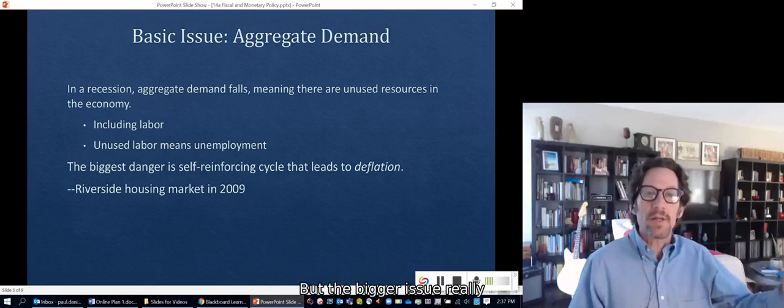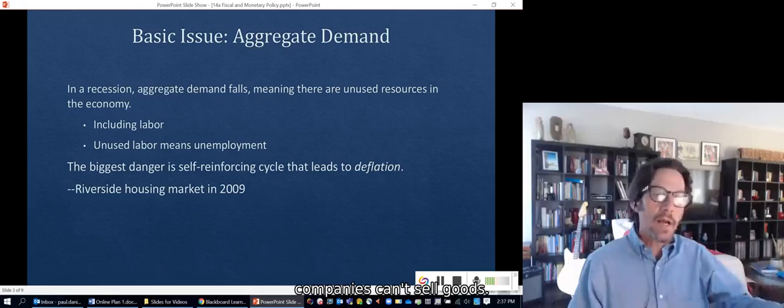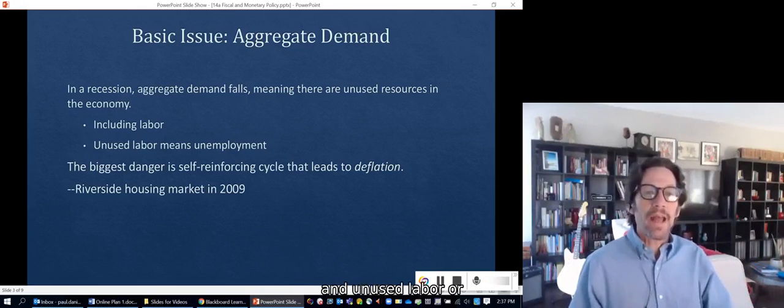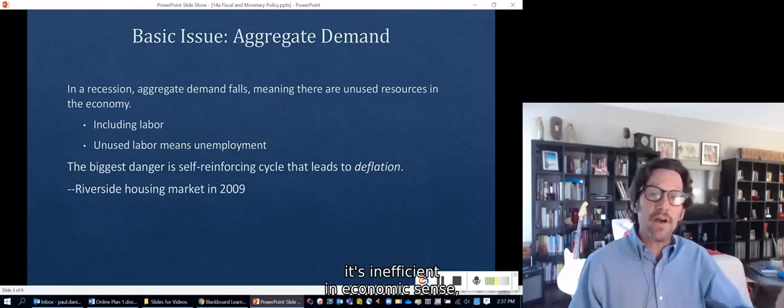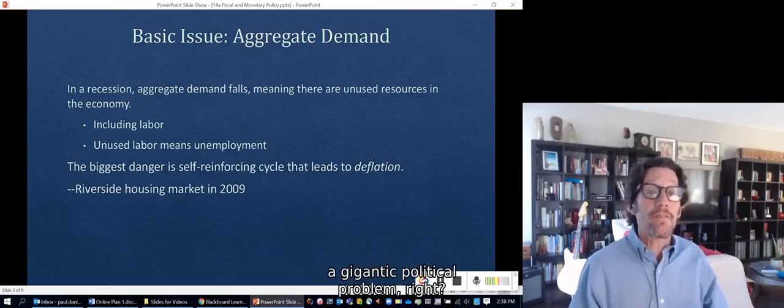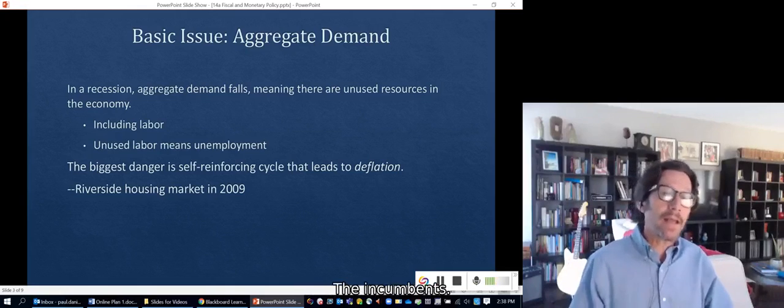But the bigger issue really is what those unused resources are, because essentially when demand falls, companies can't sell goods, they start laying people off. And unused labor or laid off labor, that means unemployment. And it's not only that it's inefficient in the economic sense, but it's a huge social welfare problem. And for politicians, it's a gigantic political problem, right? When unemployment's high, people tend to vote out the incumbents.